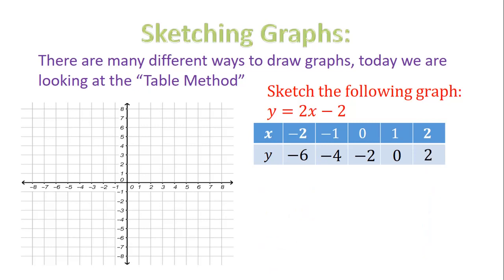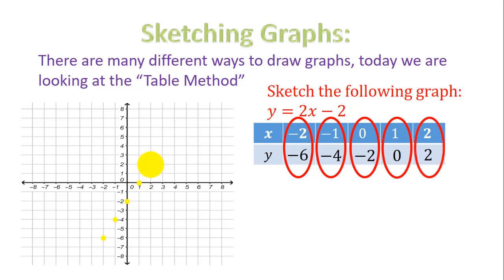So let's look at our first two values in our table, where x is negative 2 and y is negative 6. And so we plot that point on our Cartesian plane. Next point, negative 1, negative 4. Again, we plot that on our Cartesian plane. Our third point, 0, negative 2, and we plot that. Our fourth point, 1, 0, we plot that. Our last point is 2, 2, and again, we plot that. Next, we draw a line through all the dots.